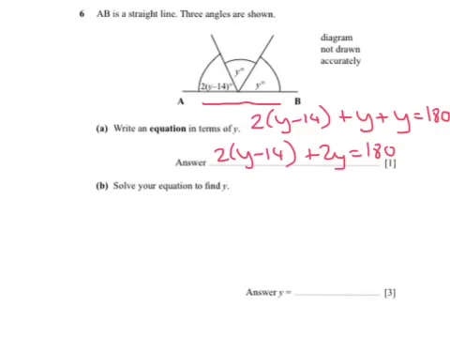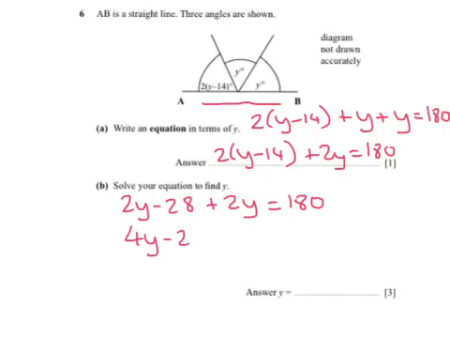In part B, we're now asked to solve it, and really in order to solve this equation we must expand out the brackets. So doing that, we get 2y minus 28 plus another 2y equals 180. Simplifying that, we get 4y minus 28 equals 180. Adding 28 to both sides, we get 4y.